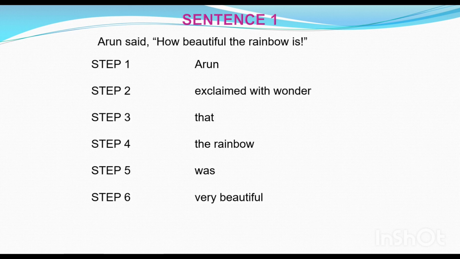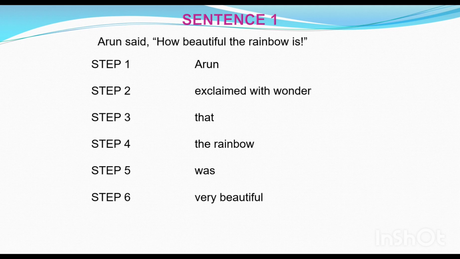Sentence number 1. Arun said, "How beautiful the rainbow is." Step number 1. Identifying the speaker and listener. For exclamatory sentences, though the listener is given in the question, no need to mention it in the answer. So we can write the speaker alone. So here the speaker is Arun and Arun remains the same.